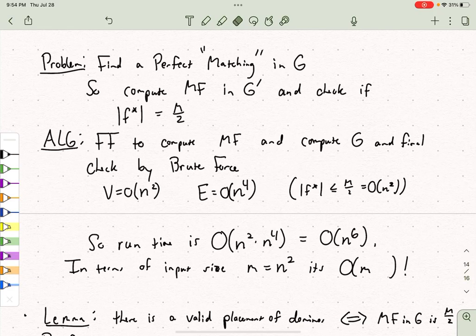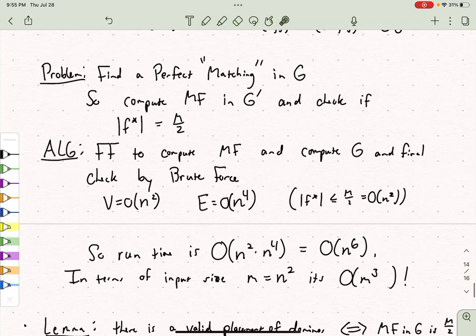But in terms of the original input size, the full input size m, which is basically the whole board, is size n squared, where n is the size of a side. And so if we're bounding the running time in terms of the original input, it's actually O of m cubed. So it's not actually as bad as this might make it seem. It is a really complicated problem, so it makes sense that it'd take a while.